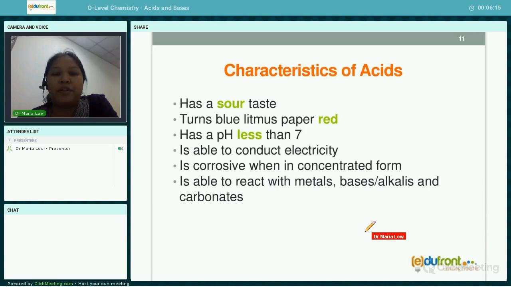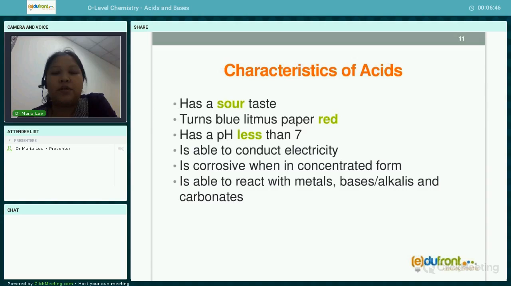Let's talk about the characteristics of acids. First of all, acids have a sour taste. If you want to remember the taste of acids, just try to recall your citrus fruits. When you taste citrus fruits, most of them have a sourish tinge. And vinegar is another good example. It is sour in nature because acids have a sour taste. And acids are capable of turning blue litmus paper red. It has a pH that's less than 7.